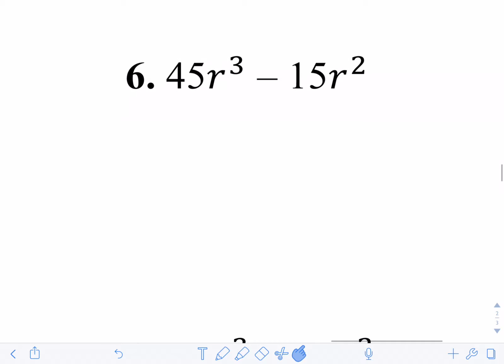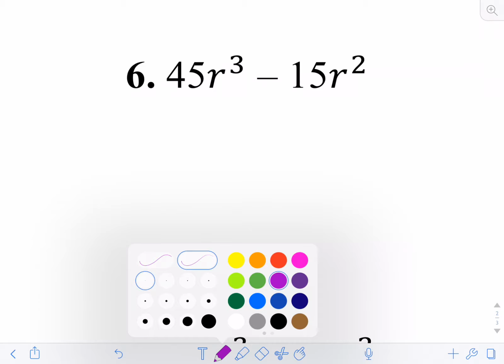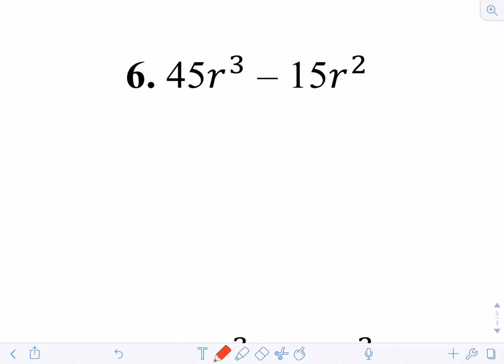Alright, number 6. So the way I see this is I already know that 45 is divisible by 15, and I see that I have 2 r's I can pull out. So I can already tell you right now the answer is going to be 15. Oh, I forgot my r. And I can pull out an r squared. So that would leave me with 3r minus 1. Now I'm going to show you how to do this with your family tree, though, in case you don't understand how I was able to do that in my head.